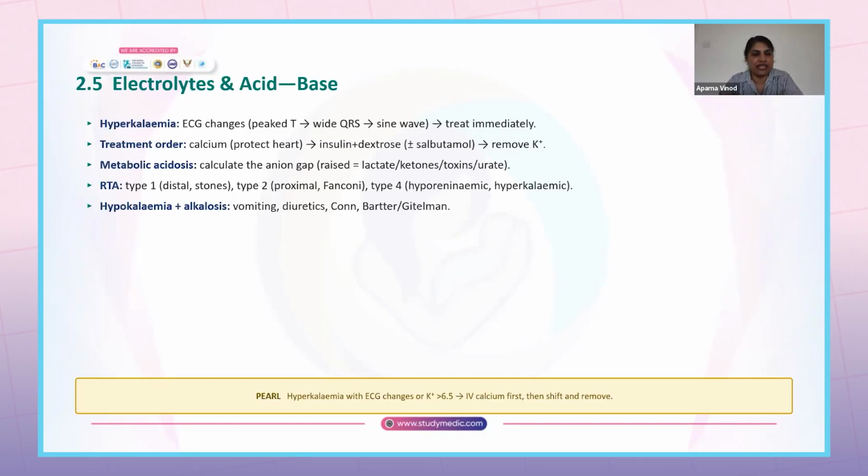When there is hypokalemia and metabolic alkalosis, you need to consider: is it because of vomiting, diuretics, Conn syndrome, Bartter or Gitelman? Remember magnesium levels to differentiate between Bartter and Gitelman. Also, when there is hypertension along with hypokalemic metabolic alkalosis, don't forget Liddle syndrome.